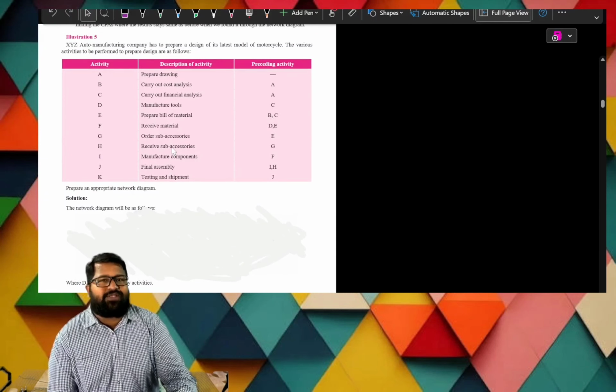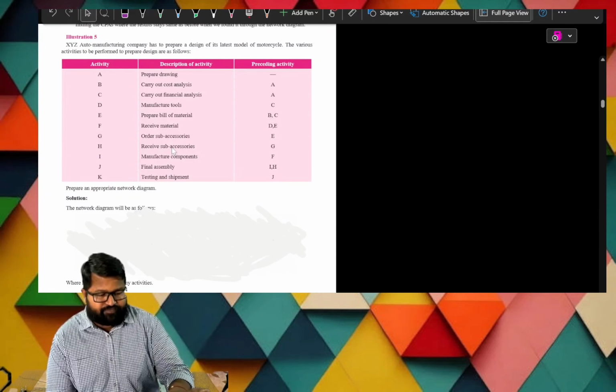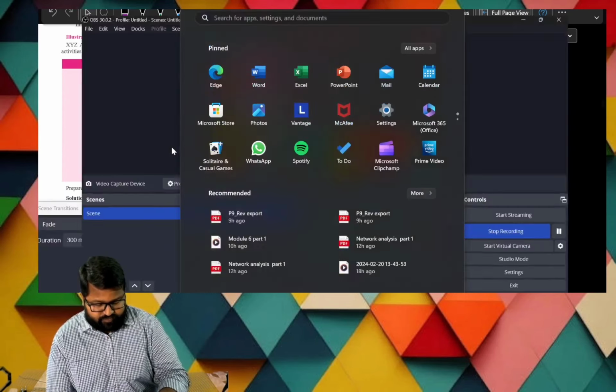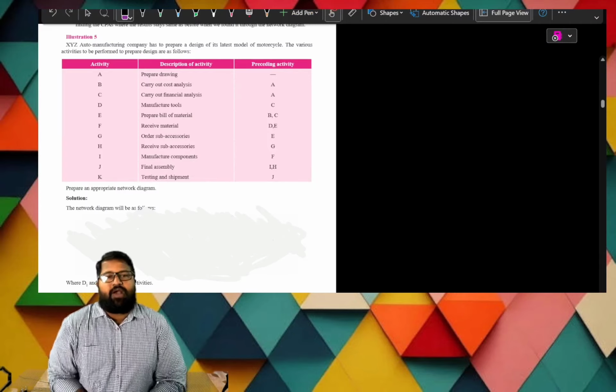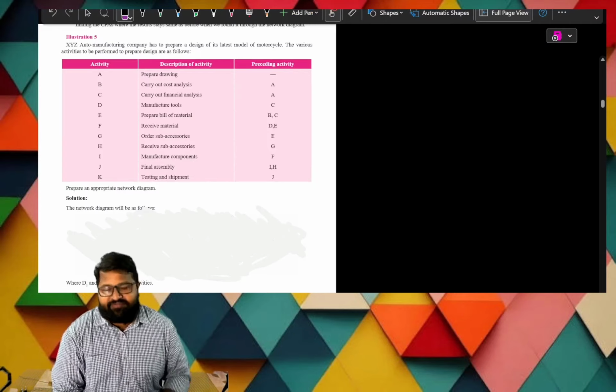Before entering into this, let us have a break here. So now let us continue with the next illustration, that is illustration number 5.